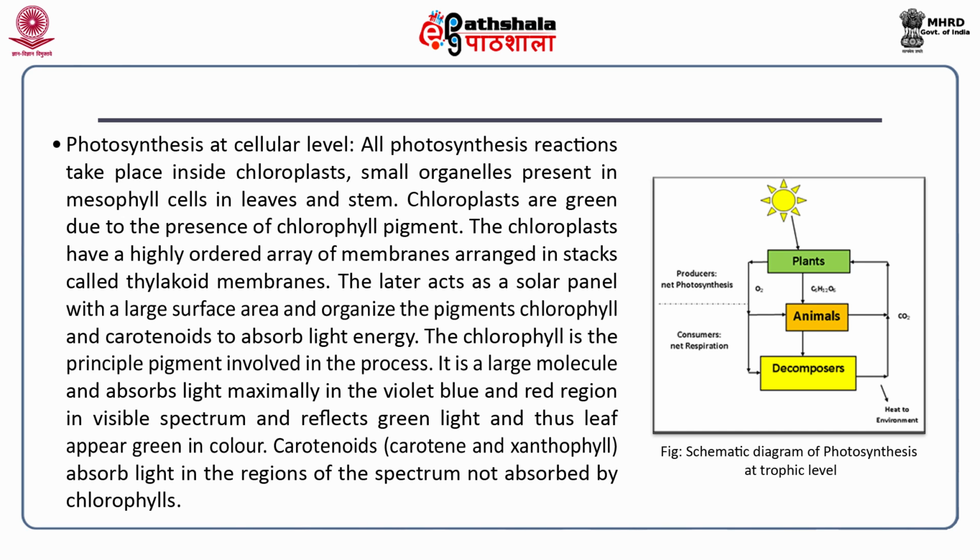It is a large molecule and absorbs light maximally in the violet, blue and red region in the visible spectrum and reflects green light, and thus leaves appear green in color. Carotenoids, including carotene and xanthophyll, absorb light in the regions of the spectrum not absorbed by chlorophylls.